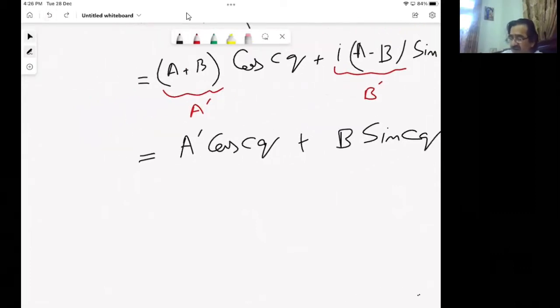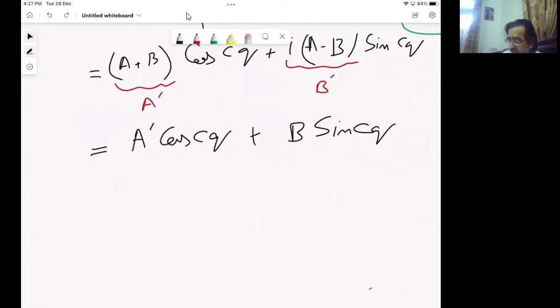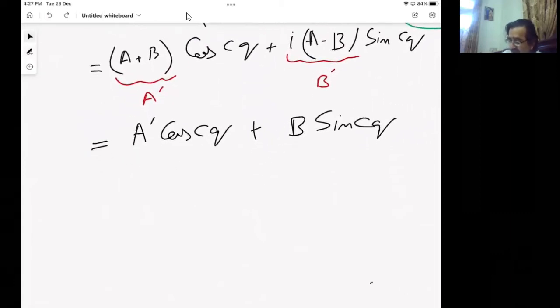What is this? This is psi h. Now the question is, what is the value of a, b prime and c? These are the unknown constants. We have to find these values. Three things: a, b and c.